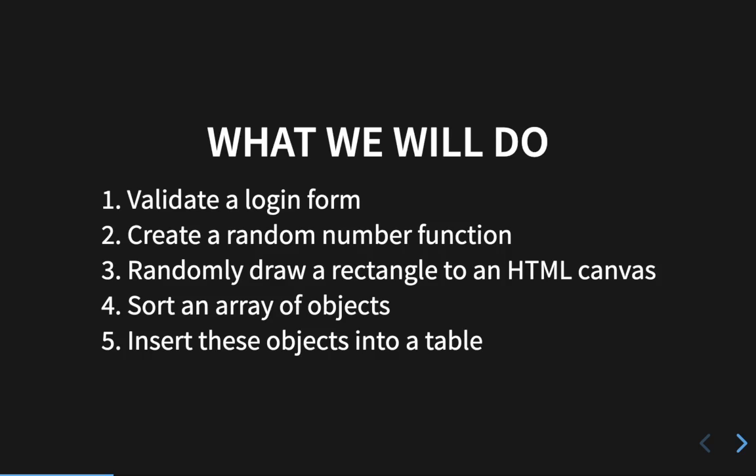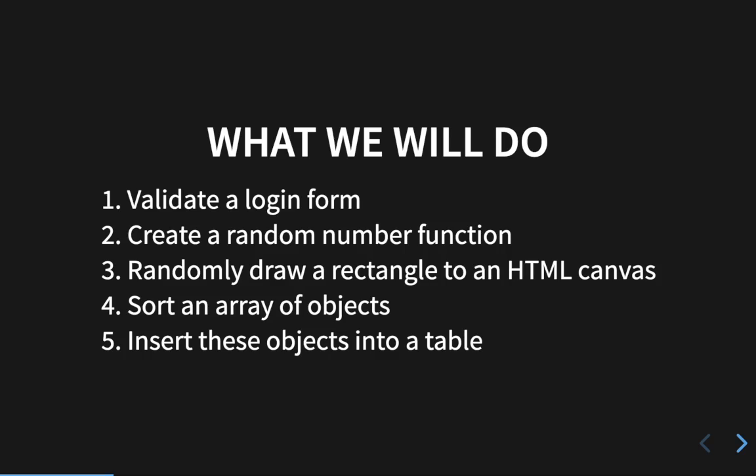After that, we're going to create a random number function because JavaScript does random numbers a bit weird, so we're going to modify the way they do it to fit our needs. Then, using those random numbers, we're going to randomly draw rectangles to an HTML canvas element. Not important if you don't know what that means. It's okay. Just know we're going to be drawing squares, basically, of colors.